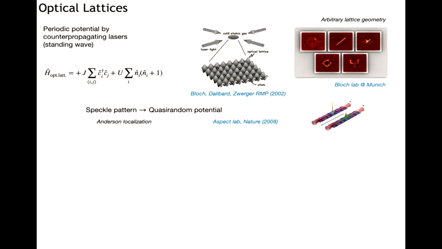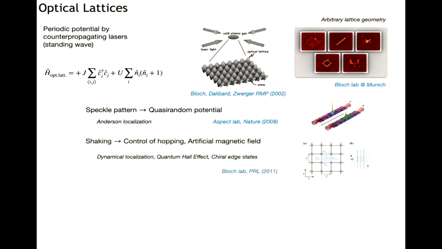And here the creativity of people was really stunning. For example, we can use a speckled pattern for our lasers to superimpose a quasi-random potential on this lattice. This mimics the motion of quantum particles in a disordered potential. In this way, we can study phenomena like Anderson localization, which was originally proposed for the motion of electrons in the impurity band of a semiconductor.